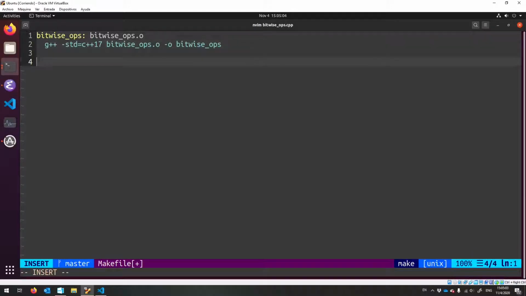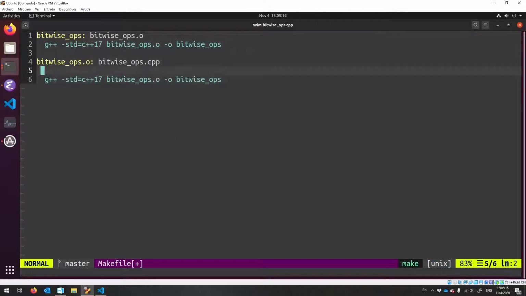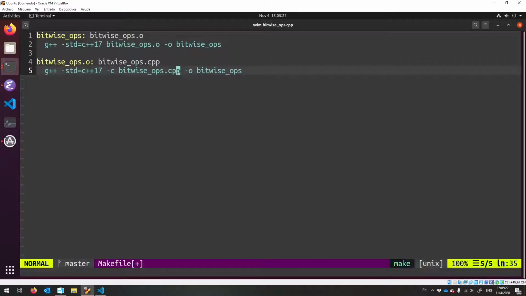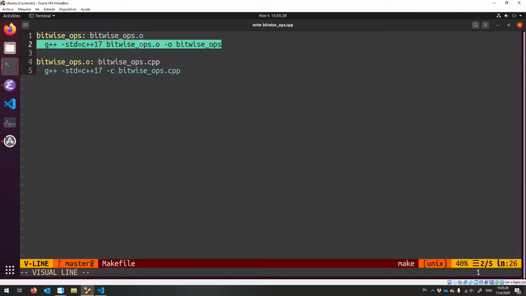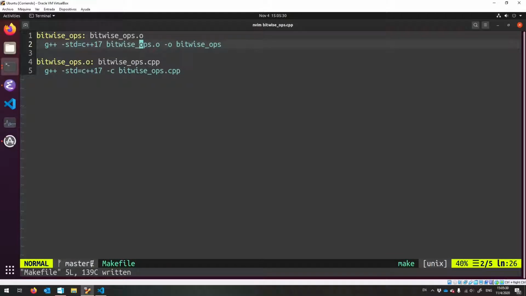Beautiful. And how in the world do we compile bitwise ops.o? Well, that requires bitwise ops.cpp. That needs to exist first. Check if it's changed. And then we'll say g++ -c bitwise ops.cpp. That's all. Alright, so now it'll go through the .o file, make it first, because it requires it, and then it will link it with the standard library and other things to finally compile.